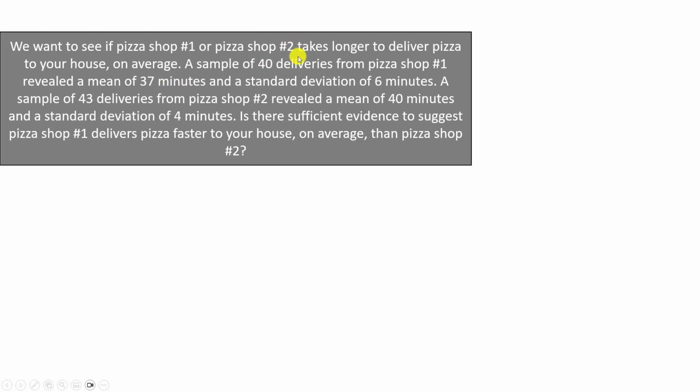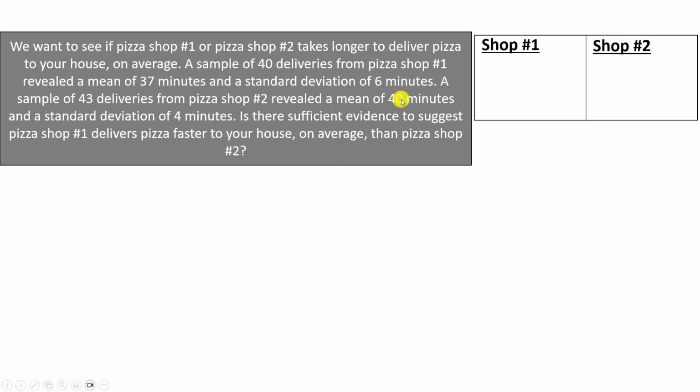So you take a sample of 40 deliveries from the first place, and you got a mean of 37 minutes and a standard deviation of 6 minutes. And from your sample from the second place, you had 43 deliveries, and you had a mean of 40 minutes and a standard deviation of 4 minutes. You want to know if there's sufficient evidence to suggest that pizza shop number 1 is delivering pizza faster to your house on average than the second pizza shop.